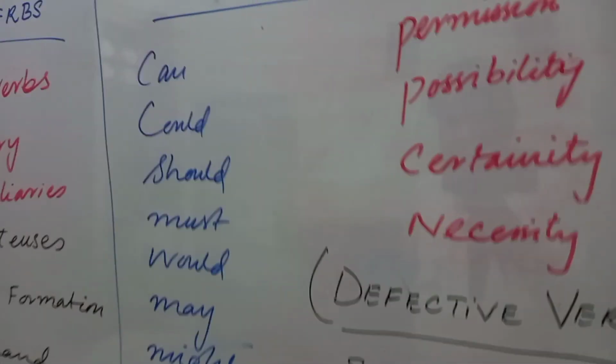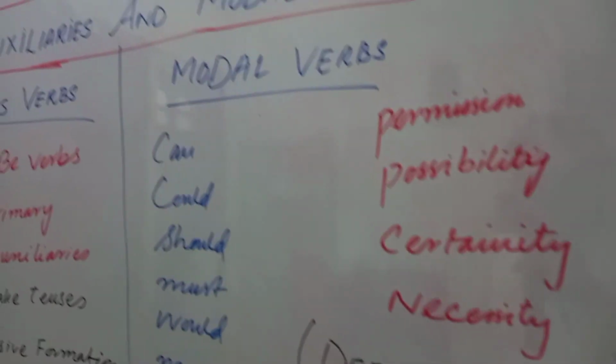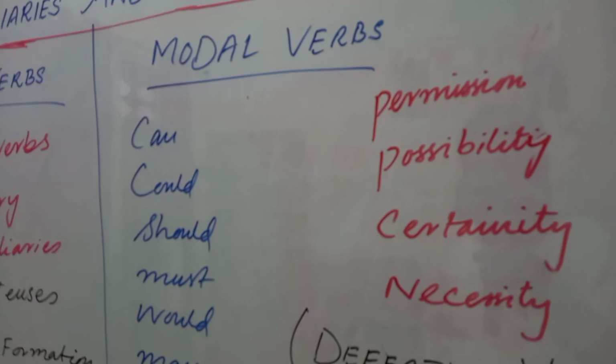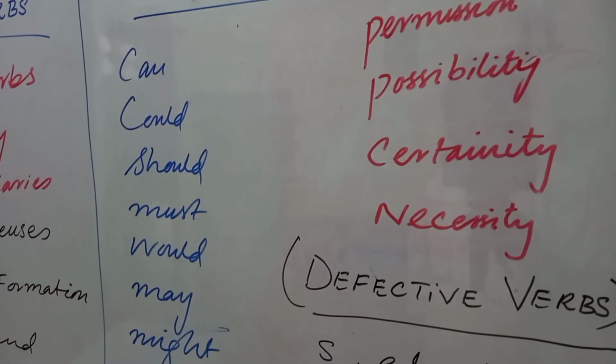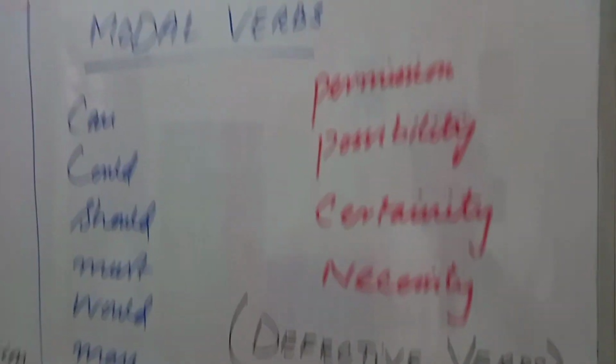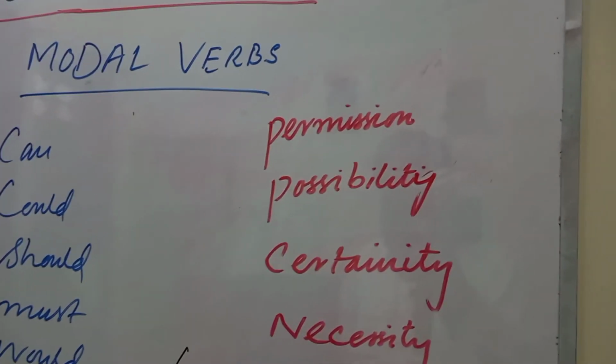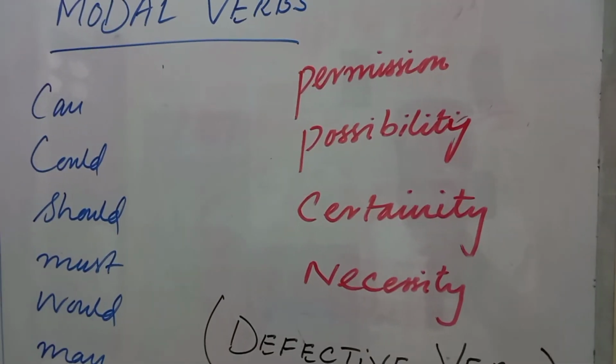One more interesting thing that I would like to share with you is that with all the modal verbs we always use the first form of the verb. So this is the story of the modal verbs. They are used for permission, possibility, certainty, and necessity.